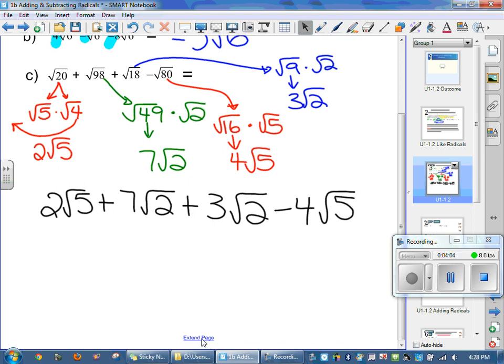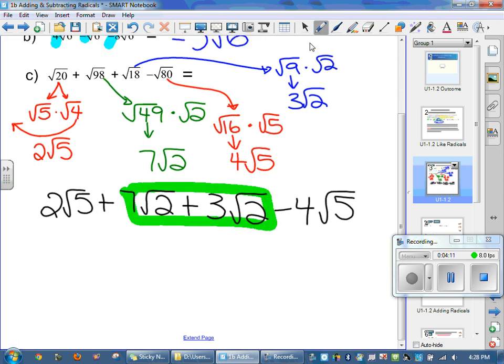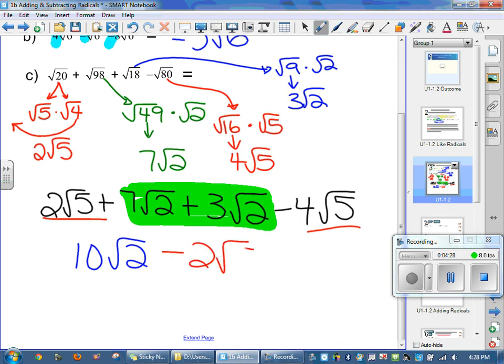Now I add the like radicals together. I've got root 2's here, so I can add their coefficients. 7 and 3 is a 10 root 2. The others have root 5 and root 5, so I can add their coefficients together. 2 and negative 4 gives me a negative 2 root 5. That is our simplified answer. We cannot go any further. That is all we can do with it.